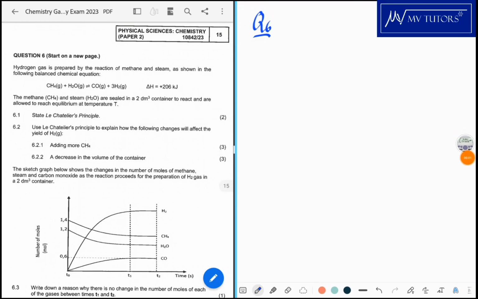Question 6. Hydrogen gas is prepared by the reaction of methane and steam, as shown in the following balanced chemical equation. So we see that this reaction has a positive enthalpy, meaning that the forward reaction is endothermic while the reverse is exothermic. So the methane and steam are sealed in a 2 cubic decimeter container to react and are allowed to reach equilibrium at temperature T. So 6.1, state Le Chatelier's principle.